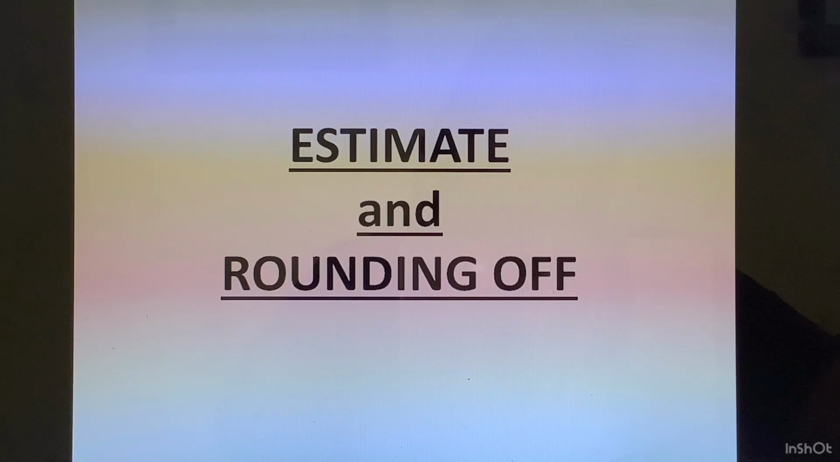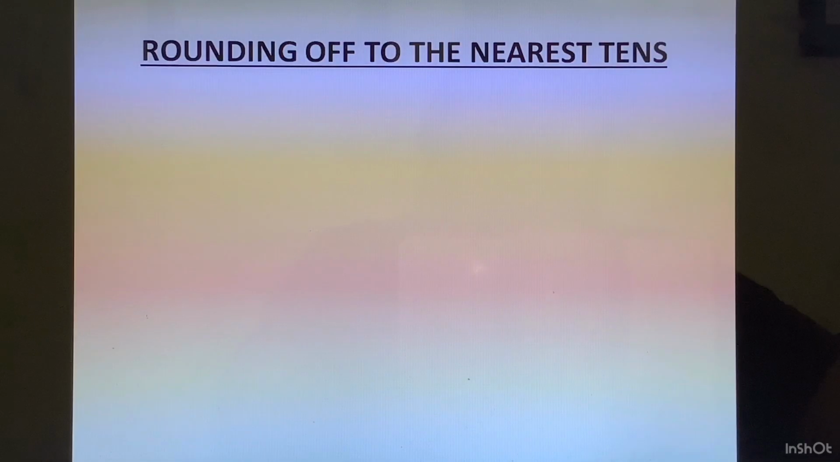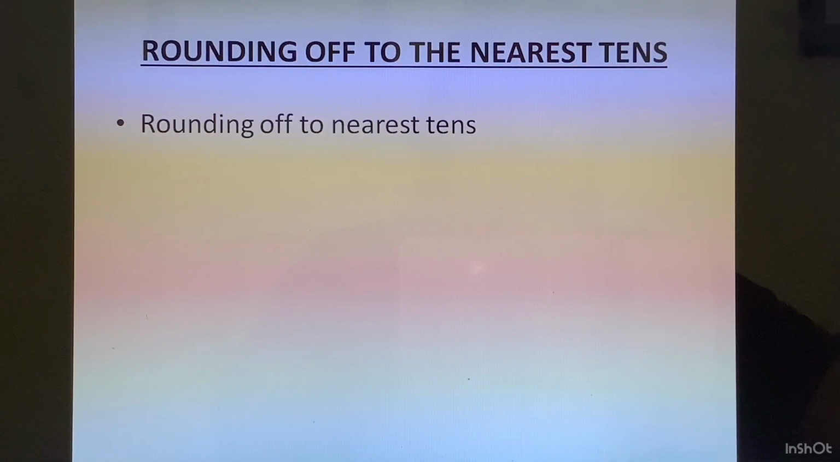Like the population of Uttarakhand. The population of Uttarakhand is approximately 1 crore. Then the population of Uttar Pradesh is somewhere around 20 crores. You have done rounding off in your previous classes also, rounding off to the nearest tens. We'll quickly brush up the concept and I will explain to you why and how we round off.